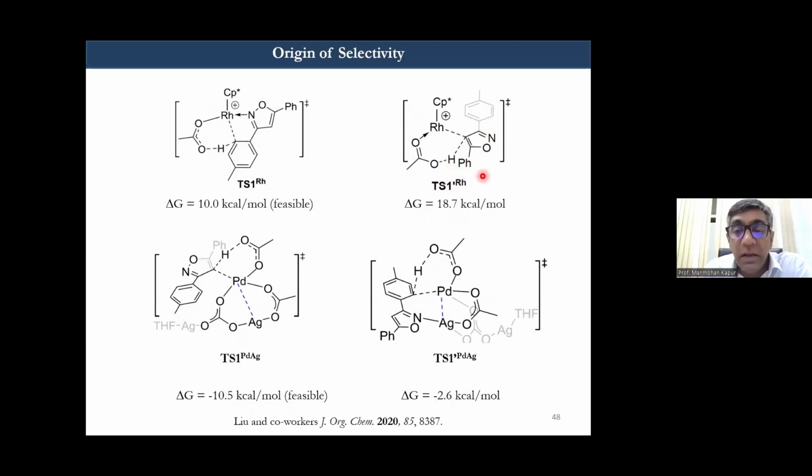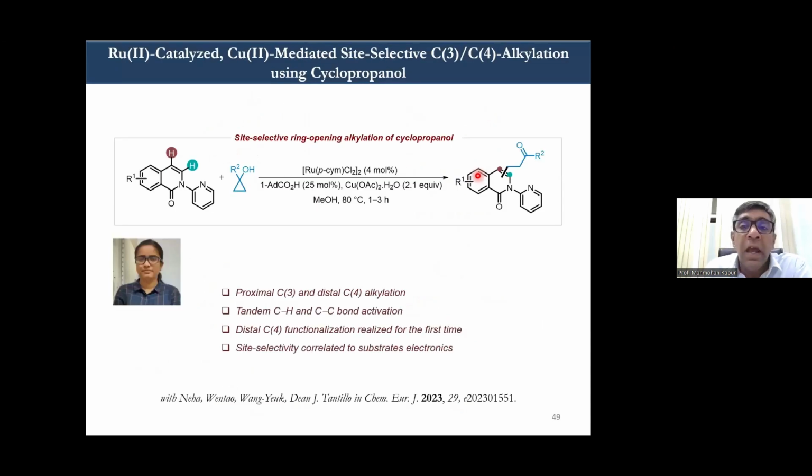to be quite distorted. Very quickly, I will go through one final project that we very recently did, which is the functionalization of quinolones using cyclopropanols. So in this particular case, we were expecting an electrophilic metallation at this particular position, and a hard interaction would lead to a functionalization at this particular position.